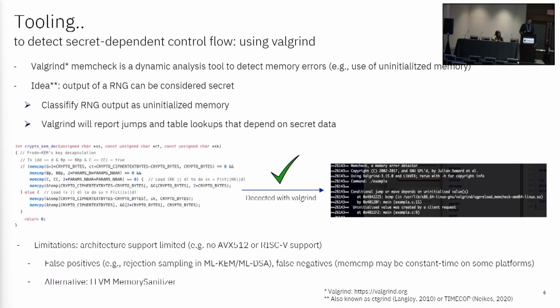So if you want to test this particular code, here what you see is, okay, Valgrind actually noticed that there is a conditional jump in the bcmp function, which is actually the implementation of memcmp. So this can be detected.